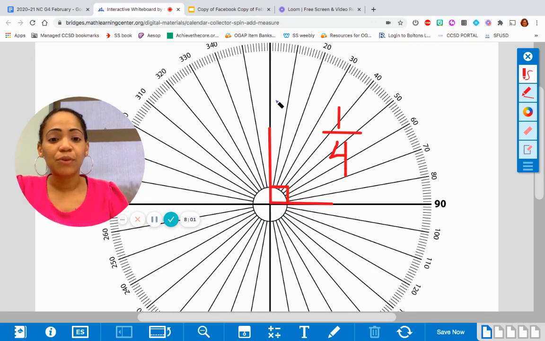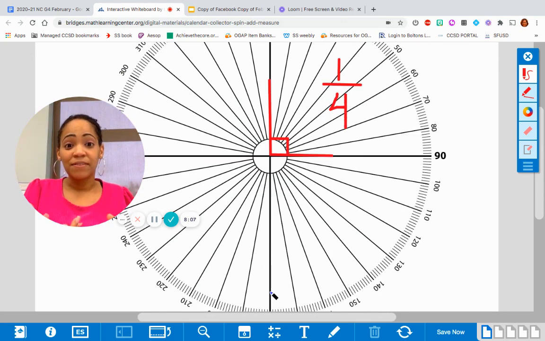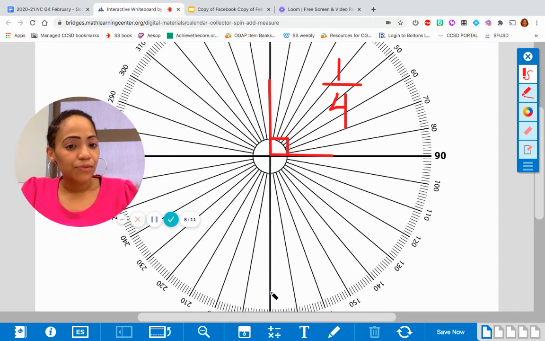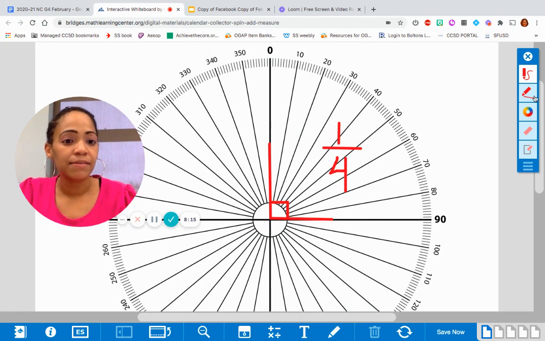So I see 1/4. I can see a half if I go from here all the way down to 180. That's 1/2 of my circle. Can anybody tell me what fraction 45 would be? We know 45. We labeled it earlier. Let me label it again. 41, 42, 43, 44. 45 is here.